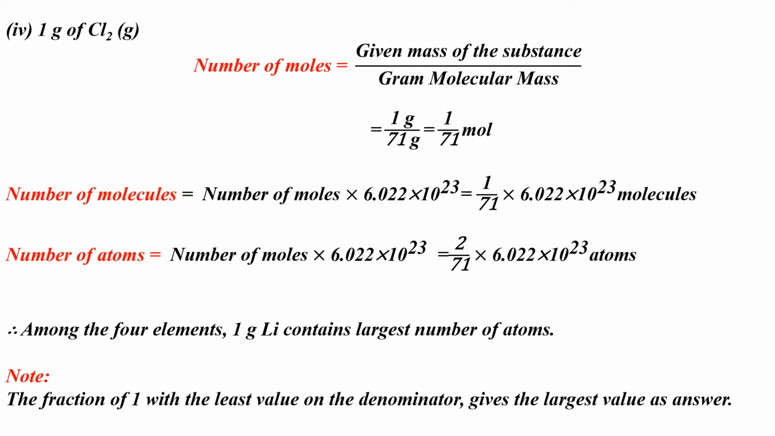Why? The fraction of 1 with the least value on the denominator gives the largest value as answer. Now, on comparing the values obtained for the number of atoms in each case, we find that the answer obtained for lithium is 1 by 7 into 6.022 into 10 power 23 atoms. Here you can see that when you compare the denominators of all the other answers, the denominator of lithium is 7, which is the least value. So 1 gram lithium would contain the largest number of atoms. This is how we work out this problem.